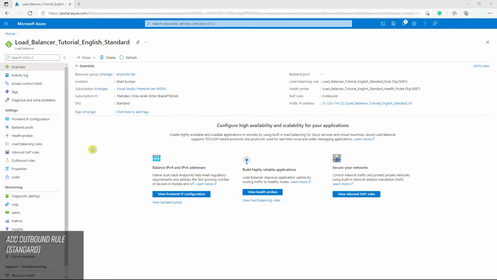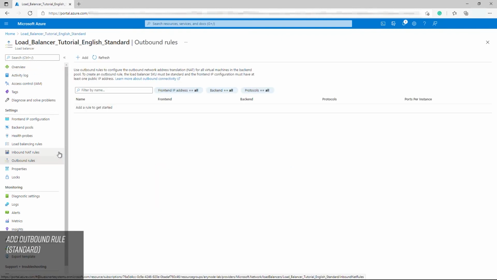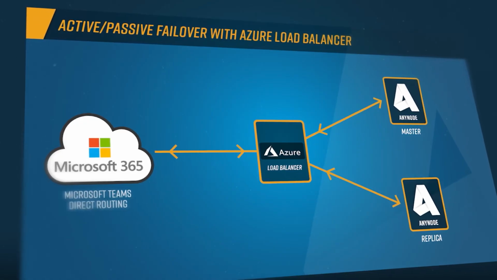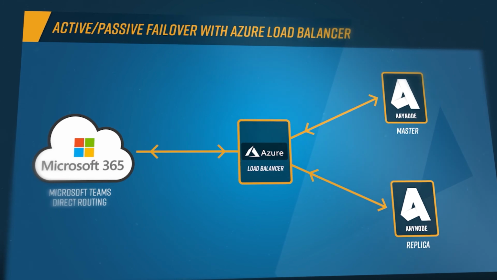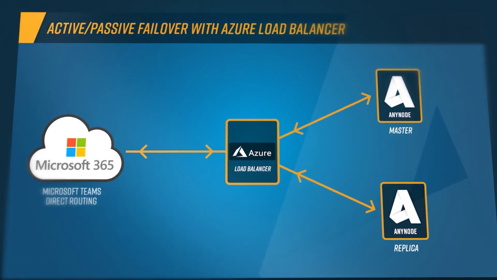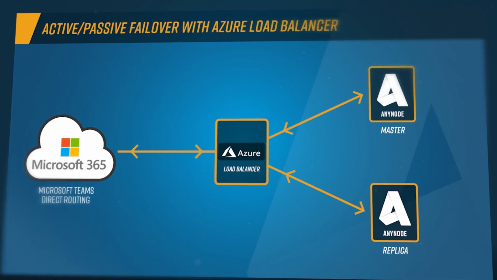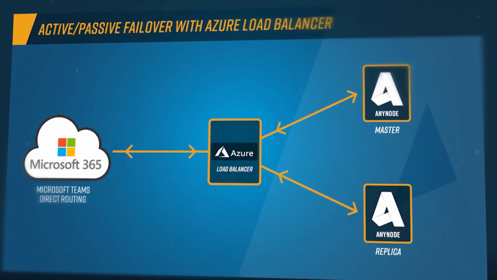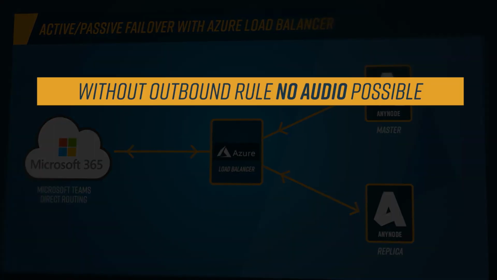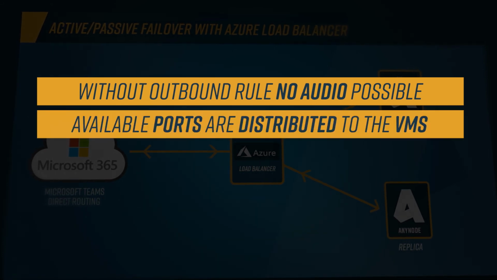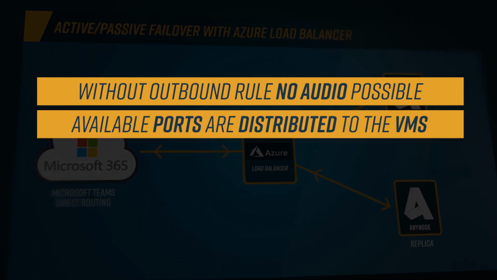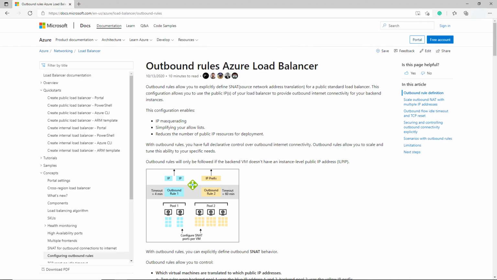In the standard variant, you must also define the outbound rules so that any node can also connect to the outside world. Here you can explicitly define the SNAT, Source Network Address Translation, for a public load balancer default instance. Outbound rules give you complete control over outbound internet connectivity. Setting up an outbound rule is required so that voice packets sent and received via UDP can be exchanged between any node and the remote peers. If this rule is not set up, a call can be established but the participants cannot hear each other. The outbound rule ensures that the available ports are distributed among the available machines. For more details, see the Microsoft documentation.